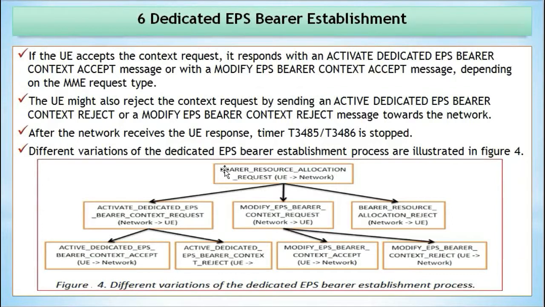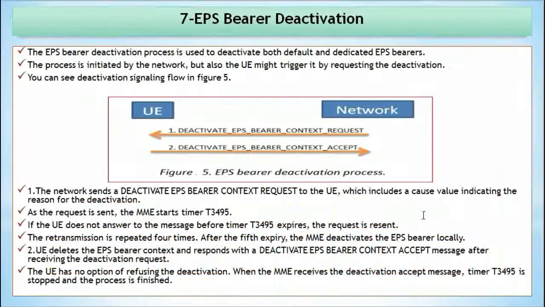Okay, here you can see in this figure, the bearer resource allocation request is divided into three parts: activate dedicated EPS bearer context request, modify EPS bearer context request, and bearer resource allocation reject. Okay, next one is EPS bearer deactivation.